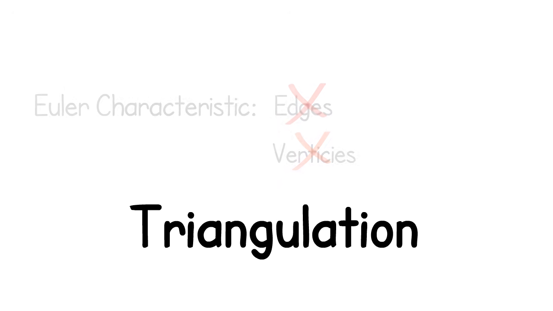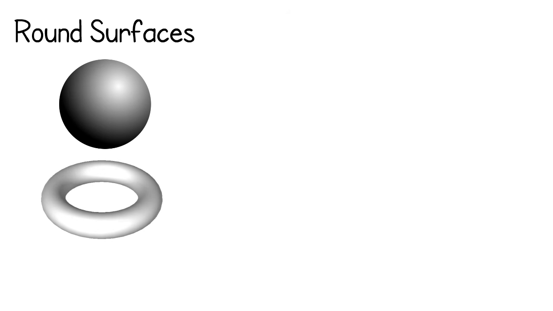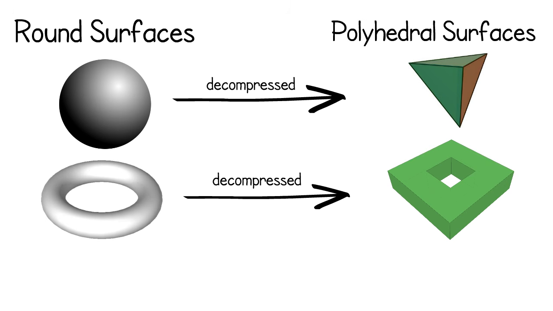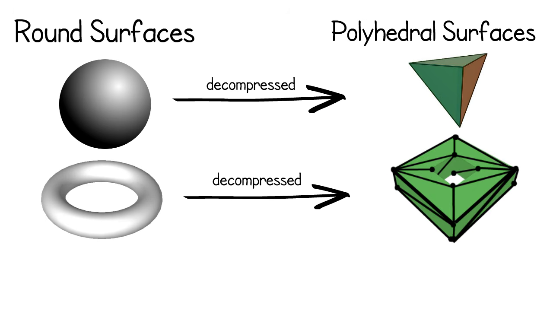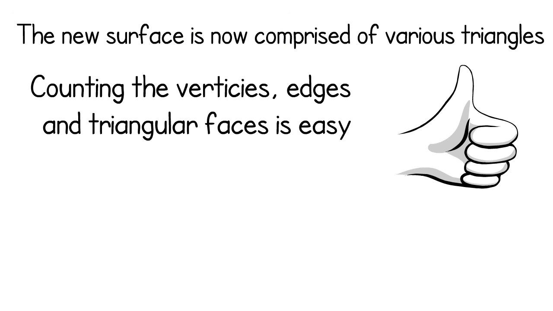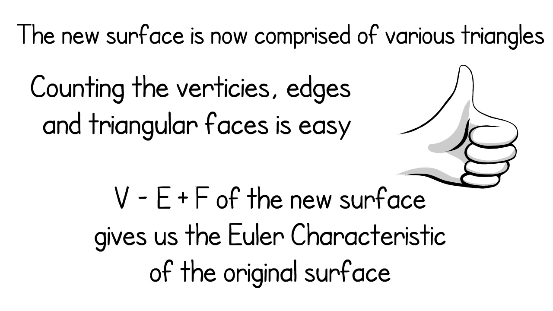Welcome to triangulation. Triangulating a surface is simply making a round surface spiky. To do this, we think of a round surface as a stretched out version of another surface with polygonal faces. On these polygons, we can then draw lines to divide them into triangles with the restriction that each side of the triangle is entirely shared by two adjacent triangles. Since the new surface is now comprised of various triangles, counting the vertices, edges, and faces is easy. Thus, the value V minus E plus F gives us the Euler characteristic of the original surface.